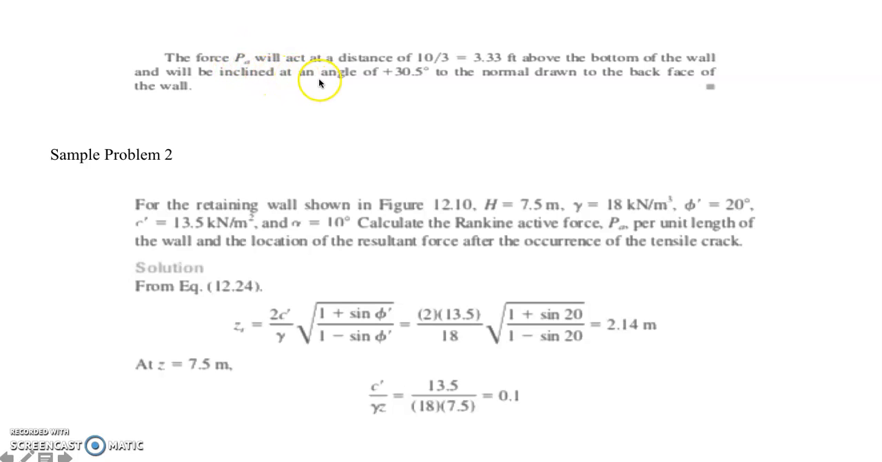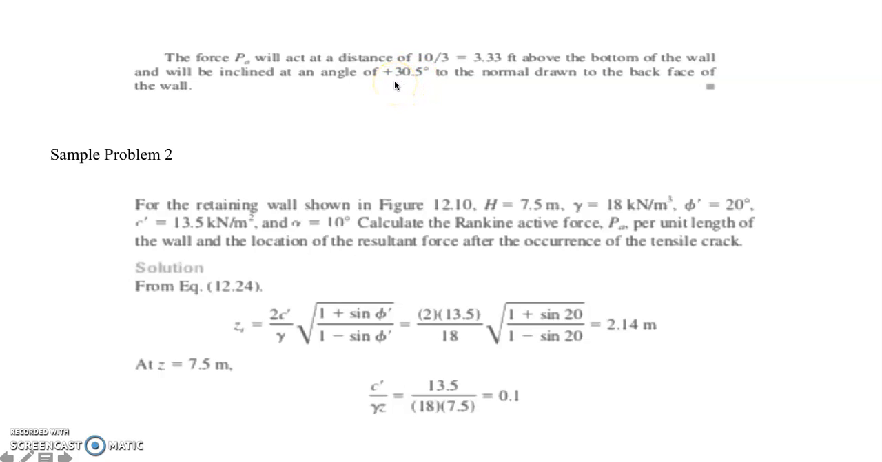So our total force will act at a distance of 1/3 of the height of the retaining wall. Height of the retaining wall is 10, so 1/3 is 3.33. So our total force is acting at 3.33 feet from the bottom of the retaining wall, having an inclined angle of 30.5 degrees to the normal drawn from the back face of the wall. So this is our beta prime A that we have computed through interpolation.